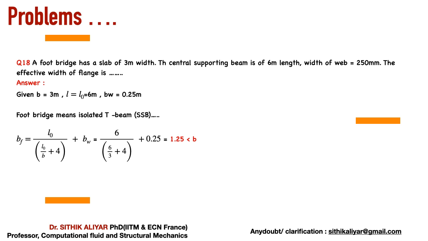The width of the web, meaning the width of the beam, is only 250 mm. But you see how much contribution is coming from the slab, up to 1.25 meter. From the center, if you imagine 1.25 meter, that total width of the slab is contributing to the beam also. Because 0.25 is the beam.